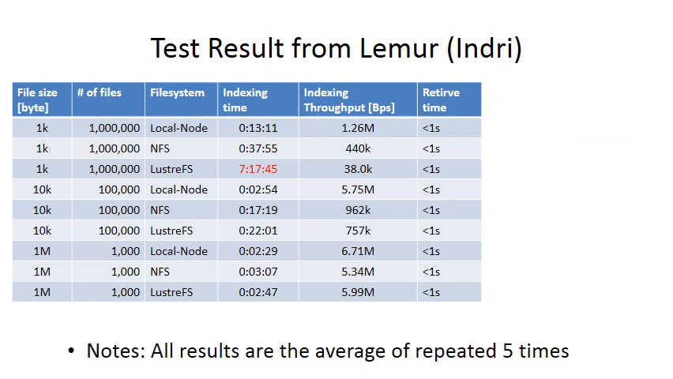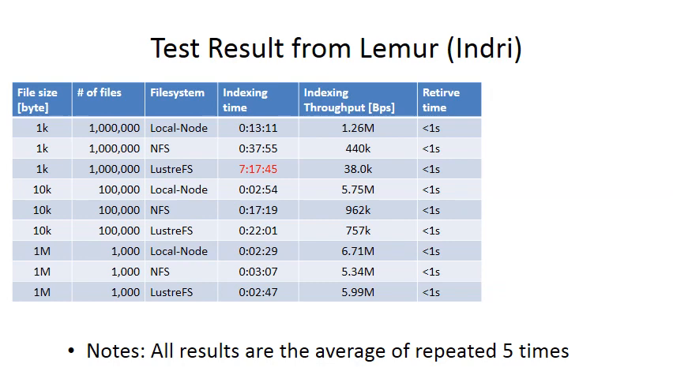What you're looking at is the test result from Llama. You can see that on the left-hand side we have 1K file size, 1 million files, 3 times because we have 3 different file systems: local node, NFS, Lustre. The same test is repeated on the 10 kilobyte file size with 1,000 files, and 1 megabyte with 1,000 files, on the 3 different file systems.